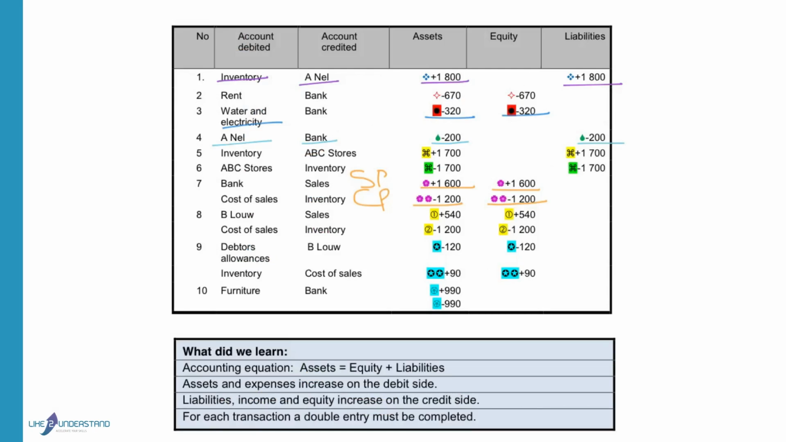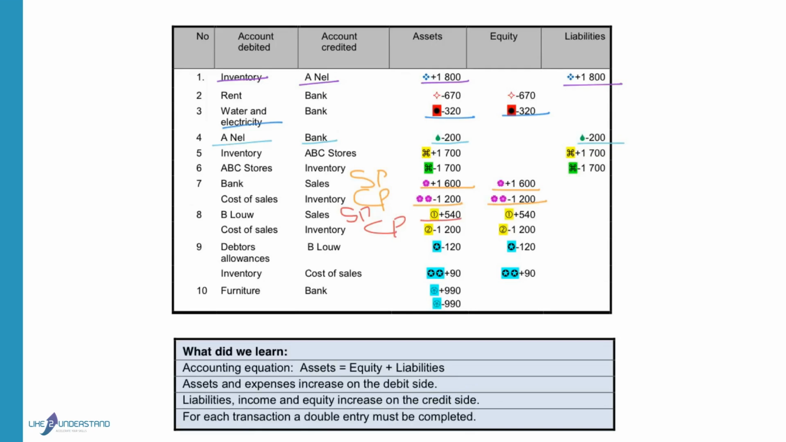We have to record two double entries again because we are selling goods. So one double entry will be at sales price and the other double entry will be at cost price. Below is a debtor. He owes the business 540, the sales price. So assets will increase with 540.